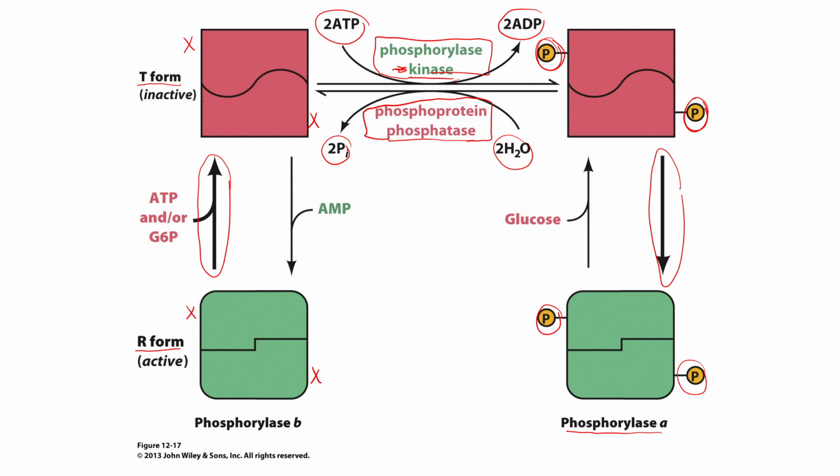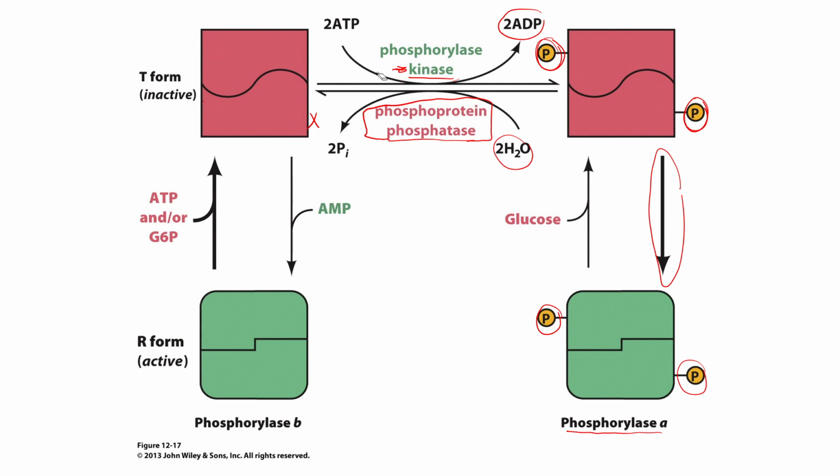So overall, that is a summary of this covalent modification of the glycogen phosphorylase, making it into phosphorylase A and B, each of which are in equilibrium between the T form and the R form, where phosphorylase A's equilibrium is shifted towards the R form where it's active, and phosphorylase B's equilibrium is shifted towards the T form, which is inactive. So overall, glycogen phosphorylase, when it's phosphorylated, is active, and when it's dephosphorylated, it is inactive.